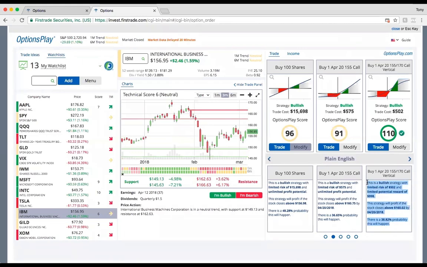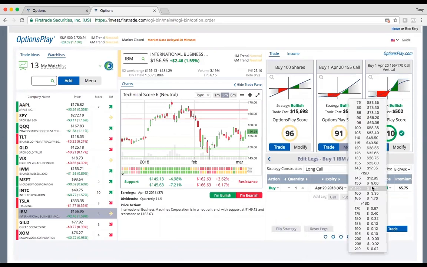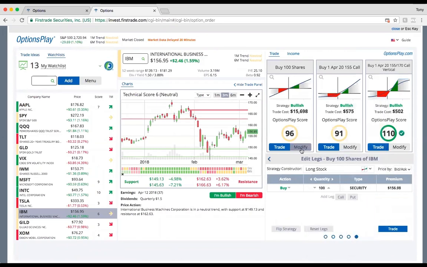However, for those of you that are a bit more advanced, and you want to trade some different options and you want to trade some different strategies, you can click on modify for any of these strategies. You can change the expiration date. You can change the strike price. So this will allow you to select any strategy.